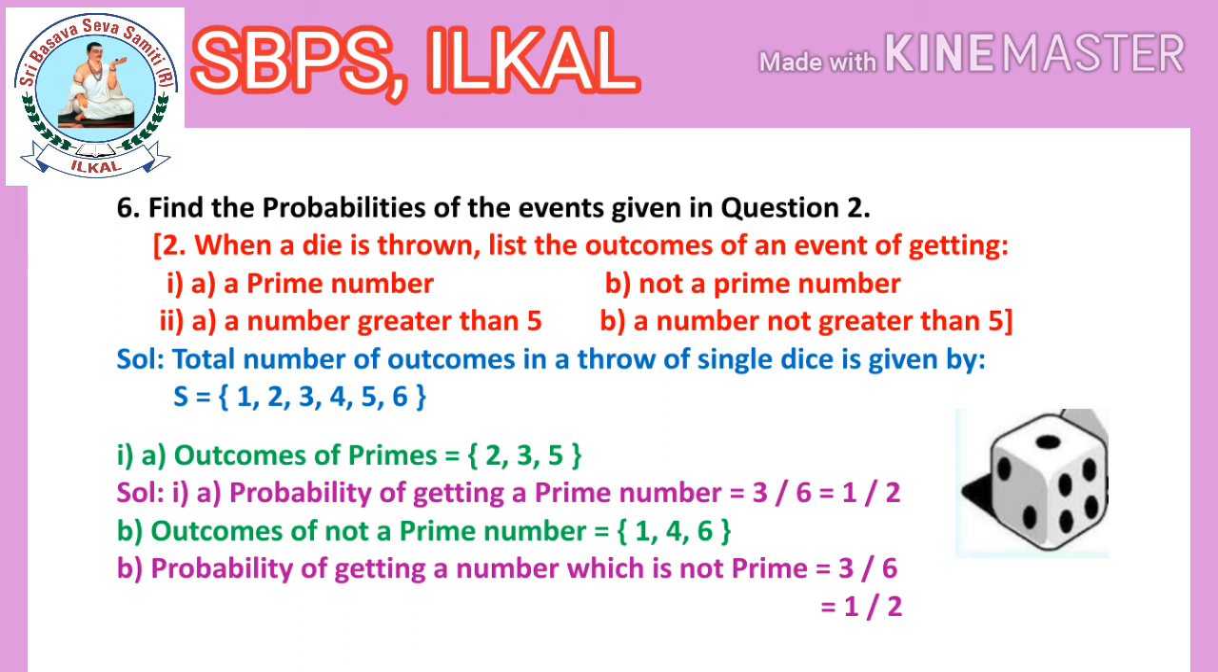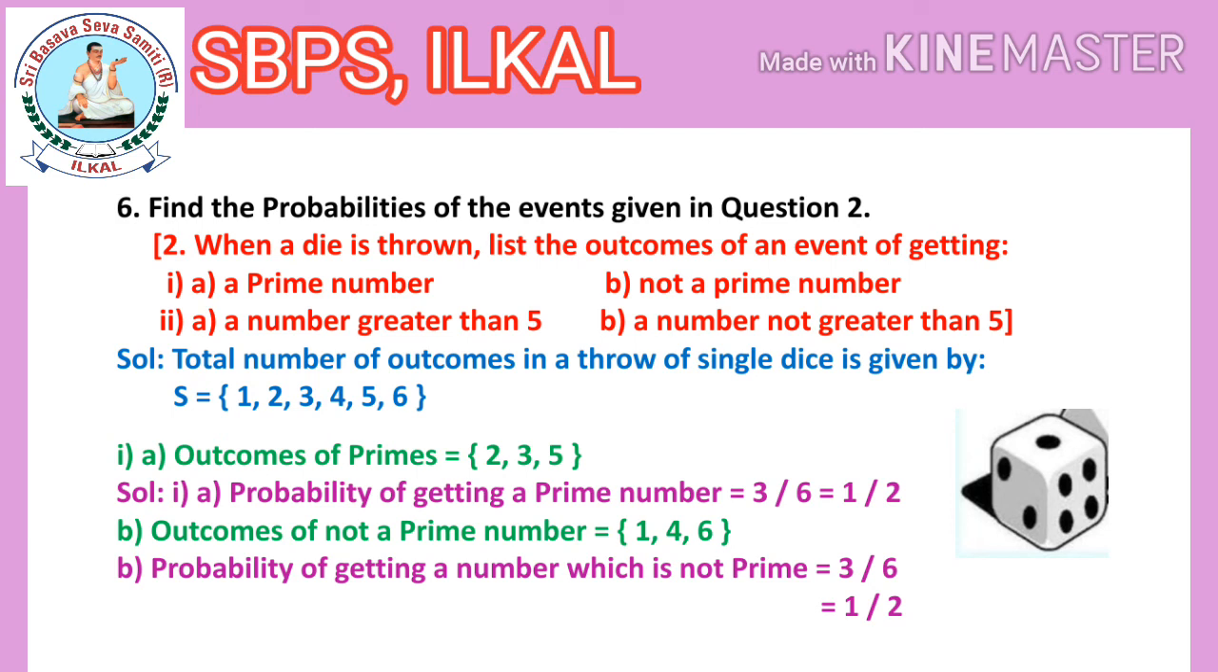Solution. Total number of outcomes in a throw of a single dice is given by S is equal to 1, 2, 3, 4, 5, 6. Because in a die, only 6 spaces will be there. Those are 1, 2, 3, 4, 5, 6. You know this already. Okay. Let's write probability for the first question. First one, outcomes of primes 2, 3, 5. Then probability of getting a prime number is equal to 3 by 6. 3 ones are 3, 3 twos are 6. You strike out, children. Then you will get 1 by 2.